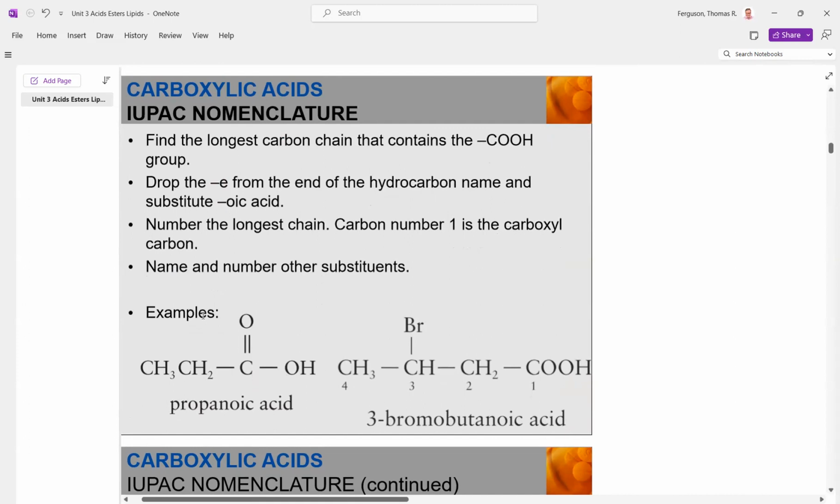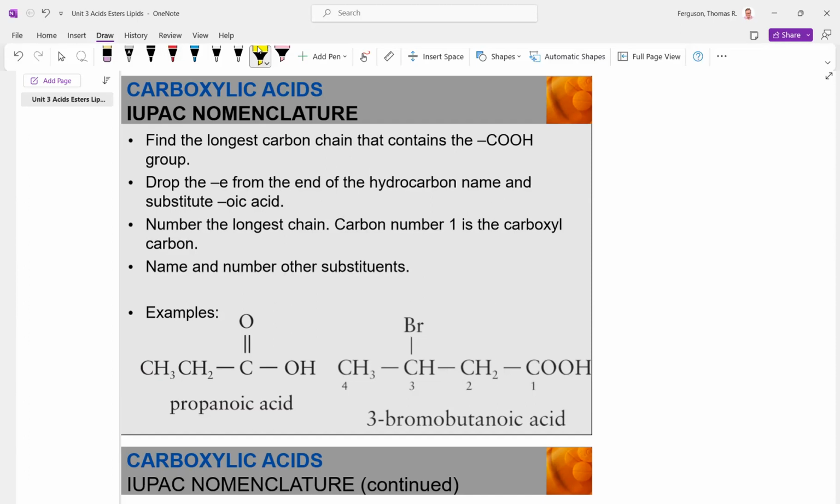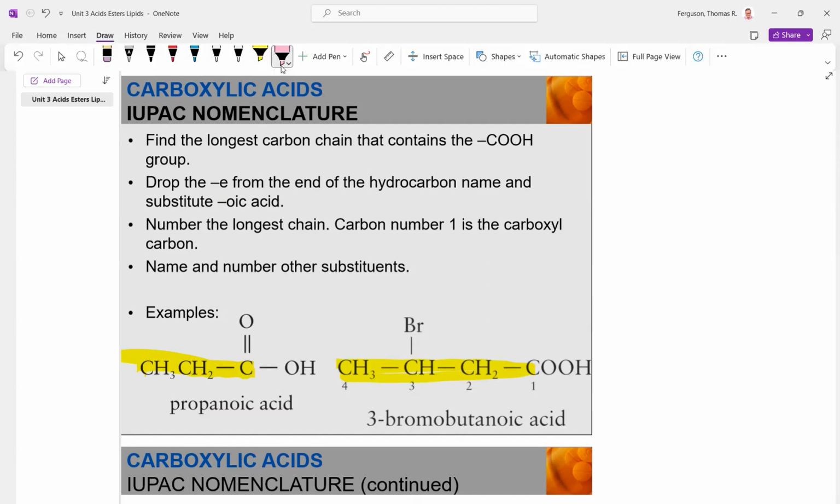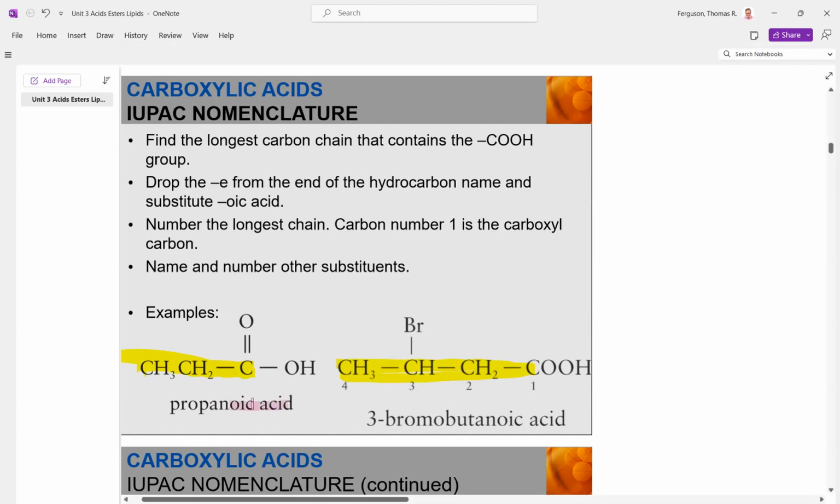Now, we're naming the acids IUPAC convention-wise. We count the backbone, and that goes with our normal naming conventions. And then we put oic acid on the end.